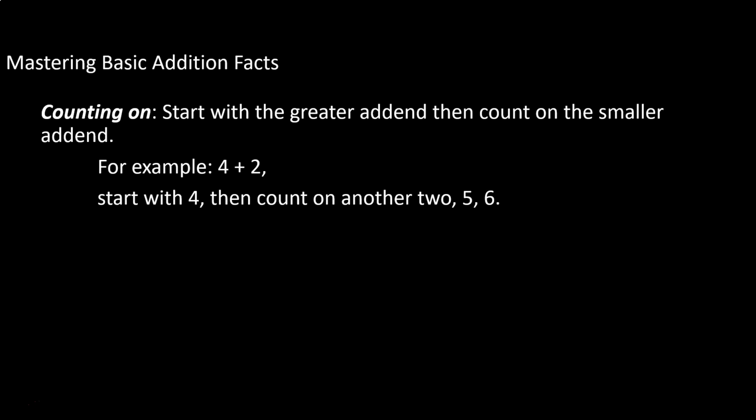So counting on is a quick way to add two things. If you've ever noticed when students are learning addition and they try to use their fingers, if they do 4 plus 2, if they start counting 1, 2, 3, 4, they're wasting a little bit of time. They should start at 4 and then count 5, 6 to add the 2.